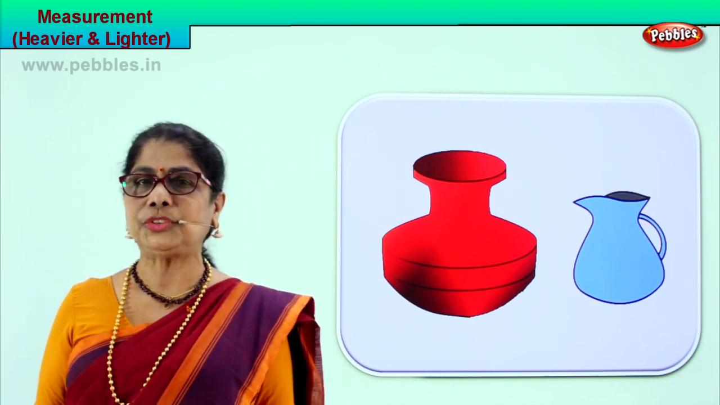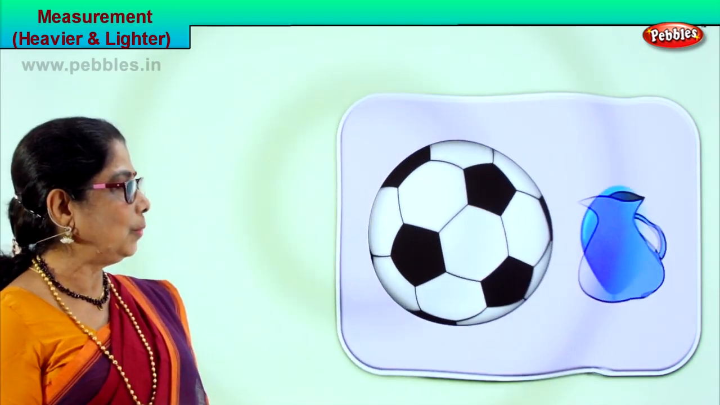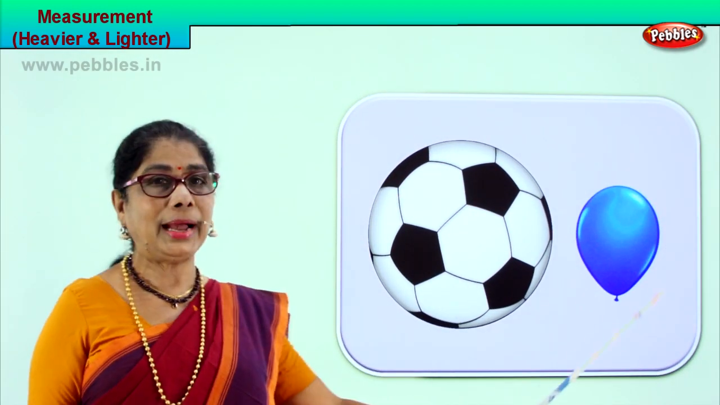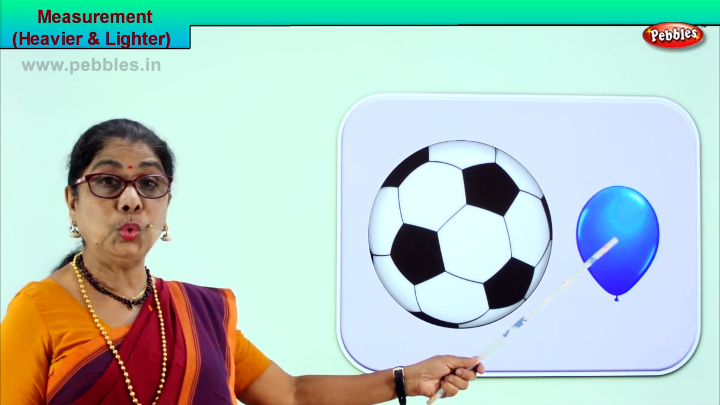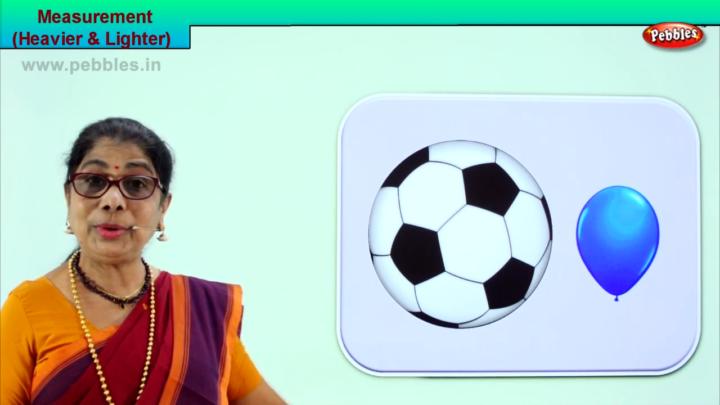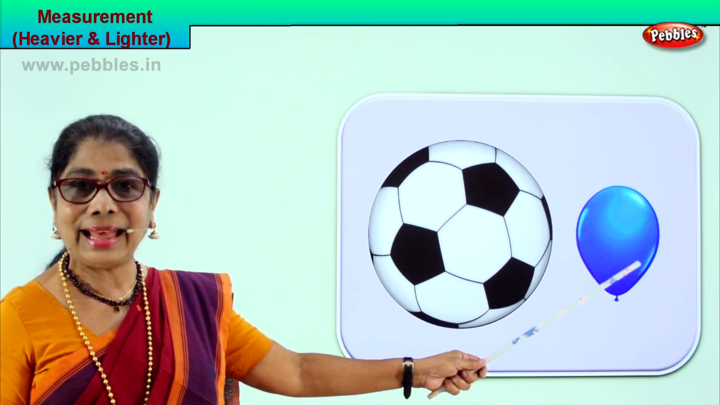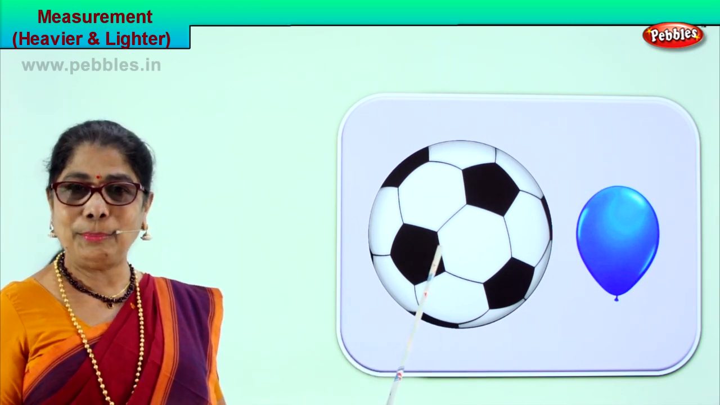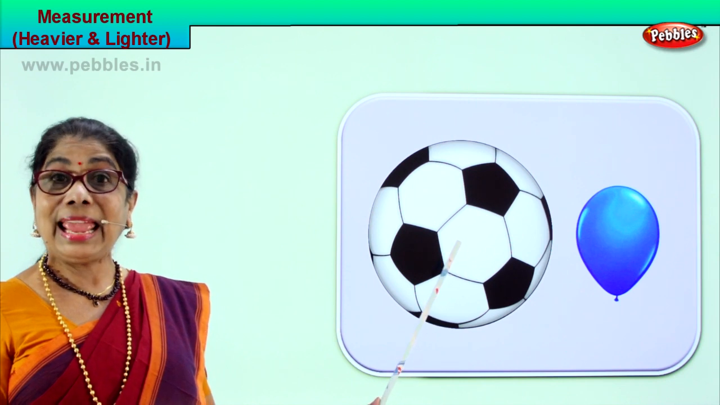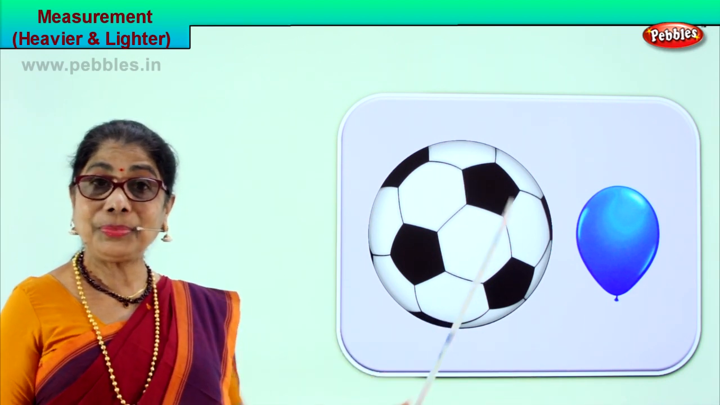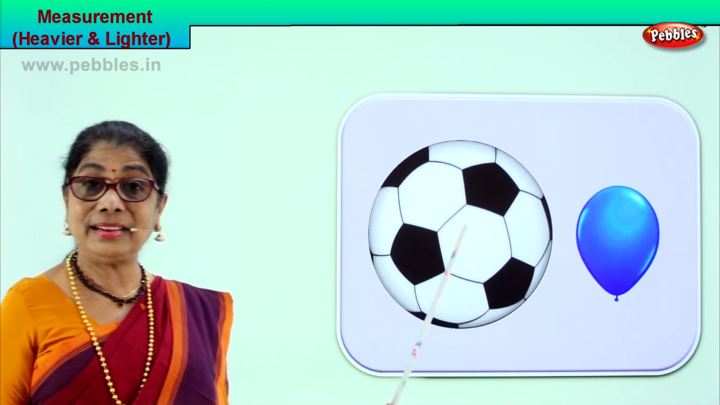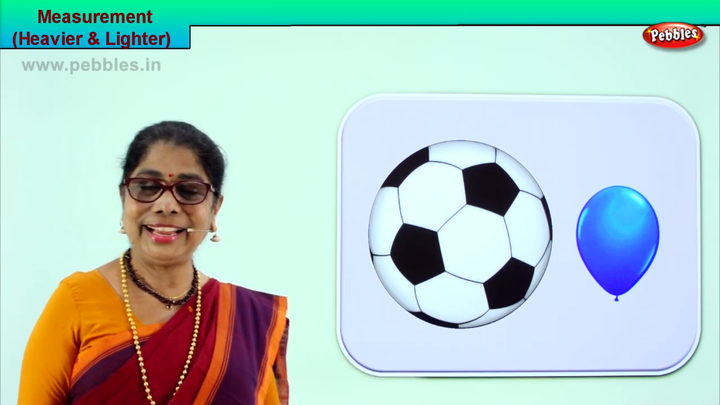Let's look at another picture. See what we have here. We have two items here. One is a football and one is a balloon. If you weigh them, what will you see? The balloon is lighter than the football. The football is heavier than the balloon. Lighter, heavier, heavier, lighter. Good.